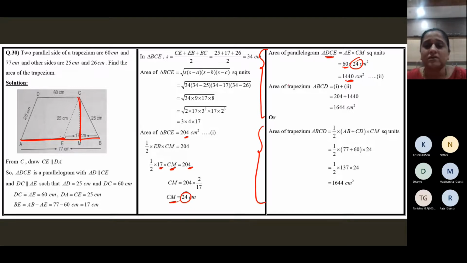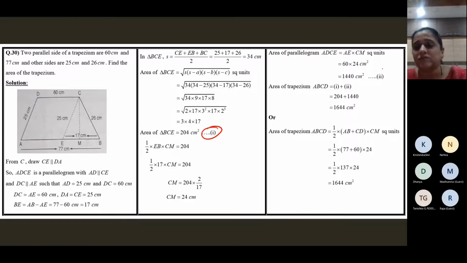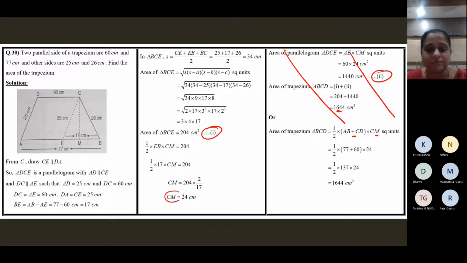And the area of the trapezium ABCD will be, see I've marked the area of the triangle as 1 and the area of the parallelogram as 2. So the area of the trapezium is 1 plus 2. So 204 plus 1440, which is 1644 centimeters square. Or if you don't want to do this, you can also find the area of the trapezium using the formula half sum of the parallel sides into distance between them. Distance between them is CM. So you can directly get it.